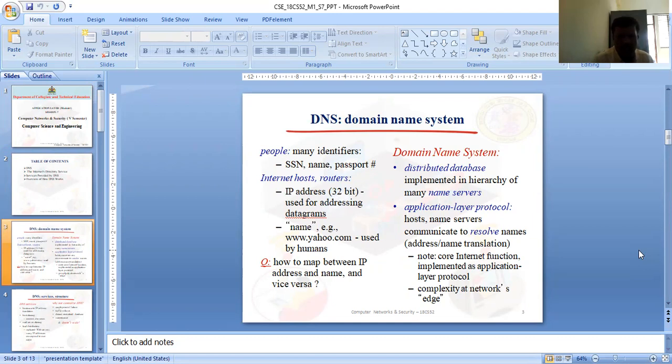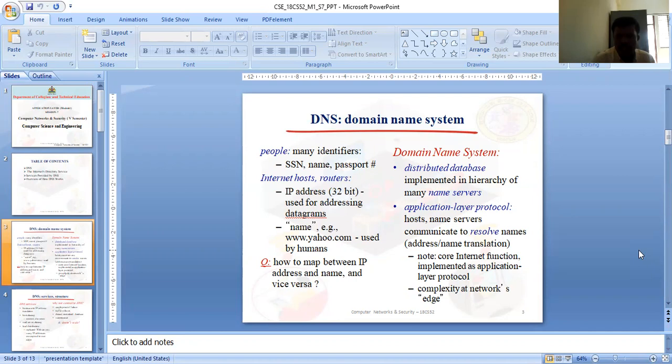IP addresses are divided into class A, class B, class C, and class D, and they are dotted decimal numbers, which are 32-bit numbers. Millions and billions of IP addresses cannot be remembered. So each and every Yahoo server, Hotmail server, and Gmail server has an IP address and also a name, a domain name. IP addresses are unique and domain names are also unique. So how do we map between IP addresses and names, and vice versa?